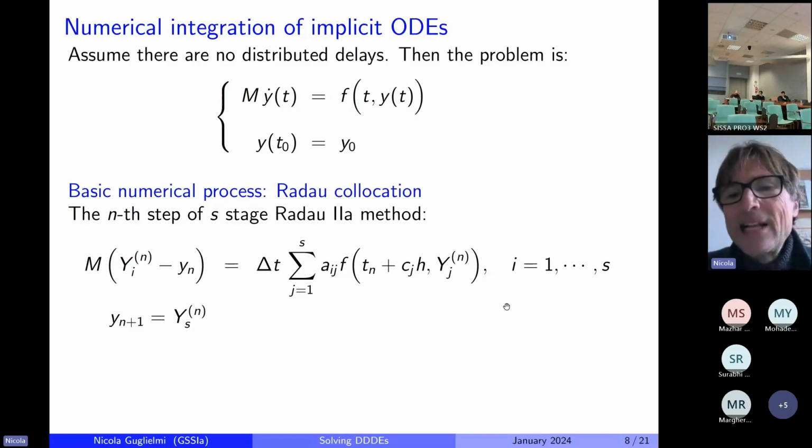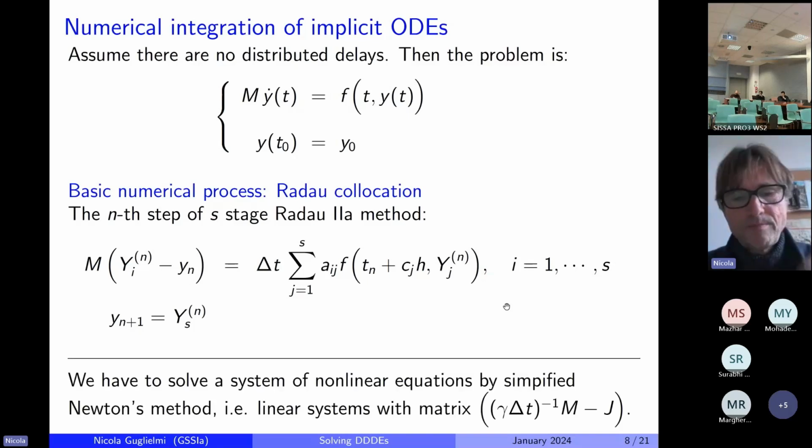So in the end, the linear algebra is always the bottleneck of this kind of process. We have to solve linear systems where the Jacobian has a kind of structure, which is shown in the bottom line of this slide. So it involves the Jacobian of F with respect to the state variables and the matrix N.